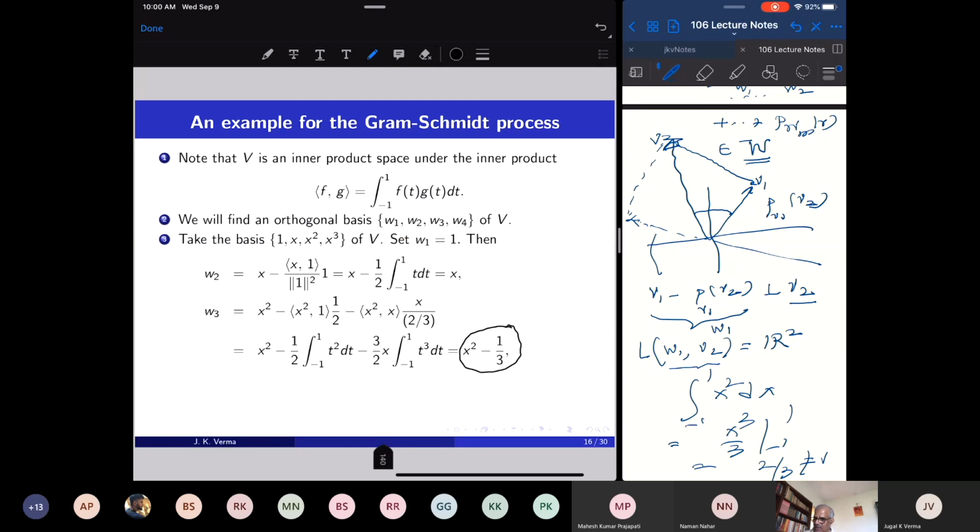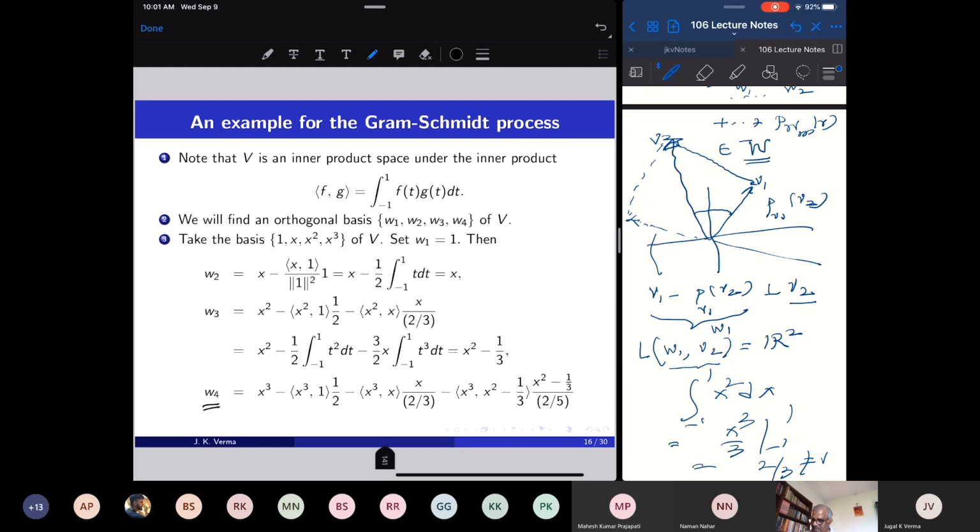Okay, so now I have 1, x, and x square minus 1 over 3. You can check that x square minus 1 over 3 is perpendicular to x. It is also perpendicular to 1. Okay. Now, because it's a 4-dimensional space, we have to construct one more vector W4.